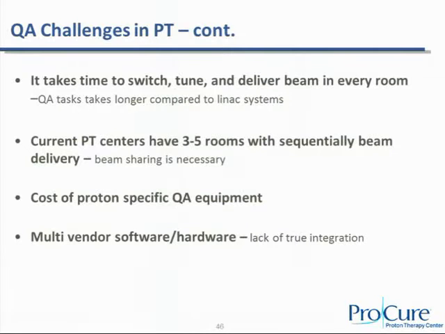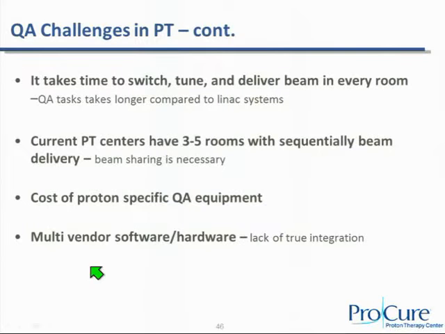Your efficiencies go down, so you have to be smarter about your beam requests and what you can do with beam delivery. Again, the same point: the deliveries are sequential, so beam sharing is necessary. The cost is high, as I mentioned earlier, for certain QA devices, but sometimes you have to make that investment because if they are robust enough and easy to set up, they give you reproducible results, and that's what you need. You need reproducibility. You need an accurate device that gives you the same reading every time.